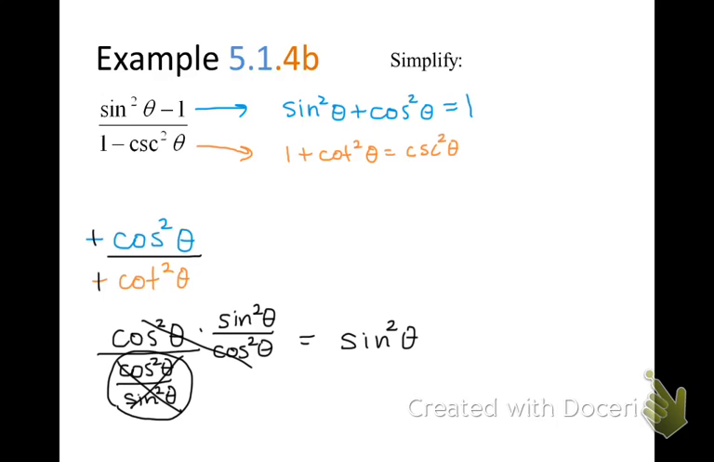Are there any questions on that one? So that would be considered final because it's down to one trigonometric function, right? It can be a power of that function or a multiple of that function, but it just can't have another trig function with it. Okay.